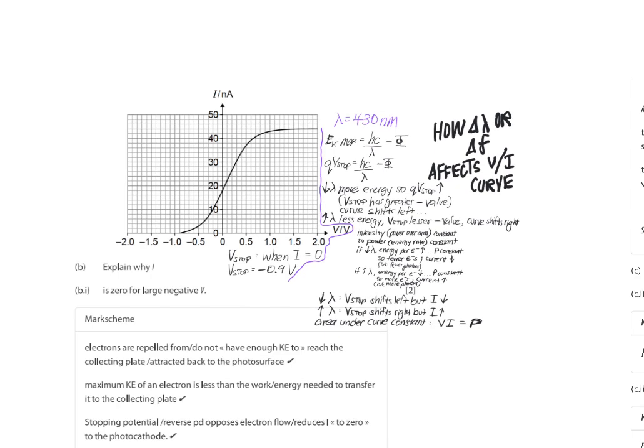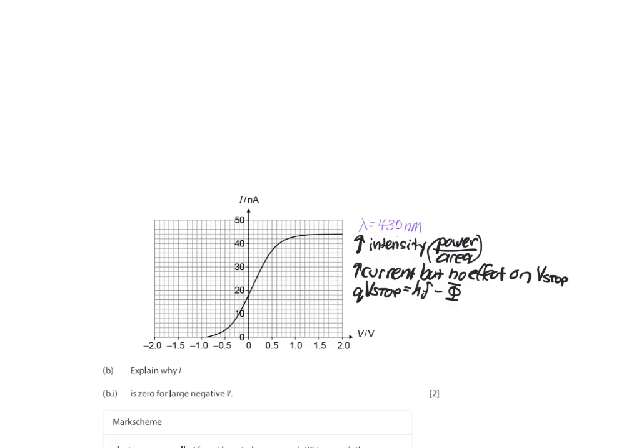Okay, well, I'm not done talking about this graph. I have a couple of other notes, but I feel like that's the most complicated one. What about changing the intensity? Increasing the intensity, which is the power over the area, will increase the current, but it will not affect V-stop, because qV-stop is hf minus the work function. And so the intensity plays no role in there.